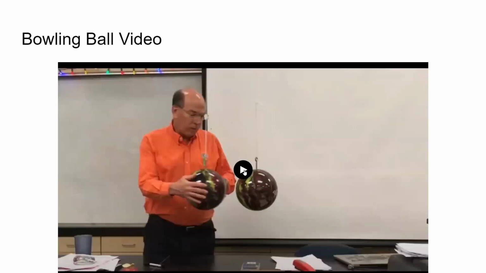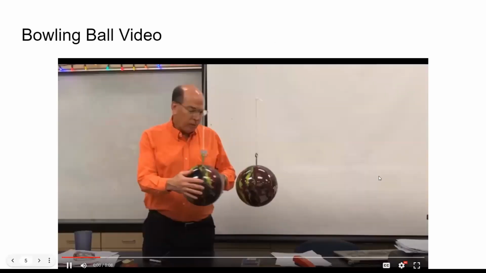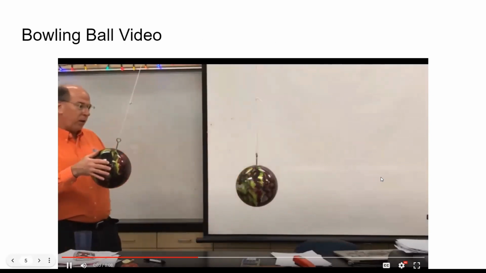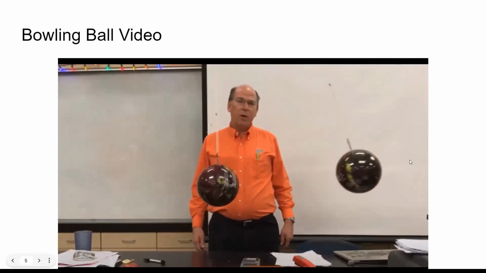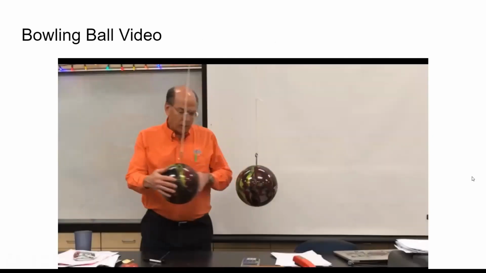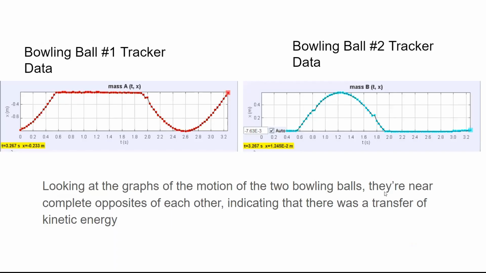This is the video for the collision. For the tracker data, as you can see by these graphs, first of all, they're sinusoidal because it's an oscillatory motion. When you look at the motion of the graphs, they're near complete opposites of each other, which indicates that there was a transfer of kinetic energy, which matches with what an elastic collision does.